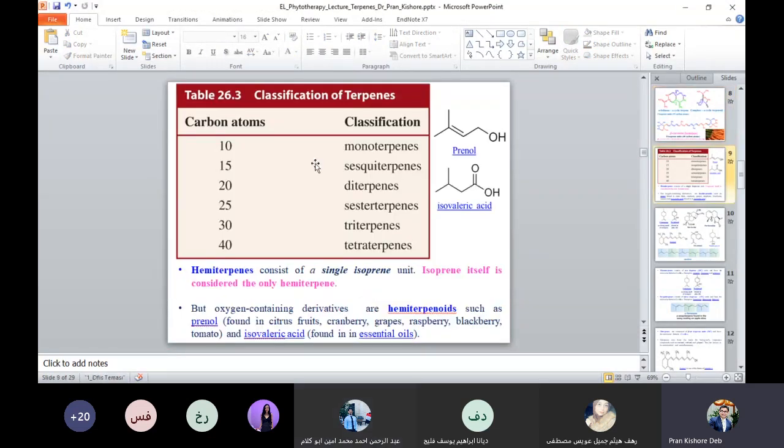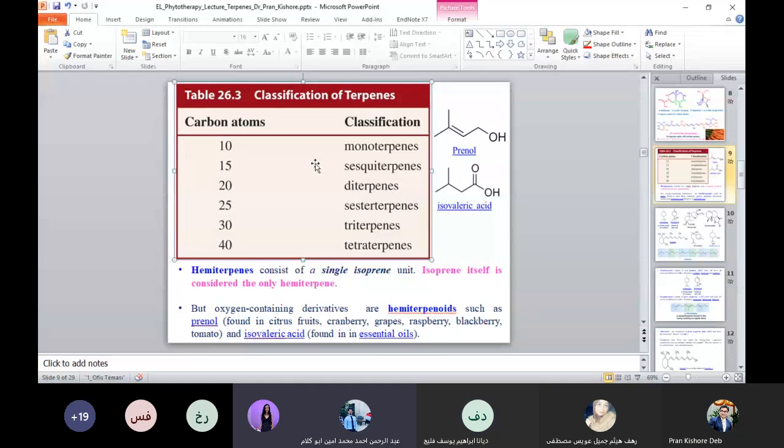Now coming to the classification, look at this. Listen carefully. This slide is the important slide. When you have 10 carbon atoms, it is known as monoterpene. So 10 carbon atoms means how many isoprene units?